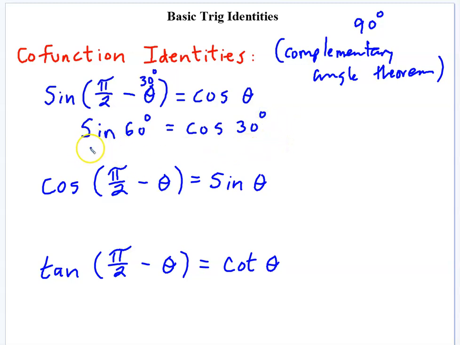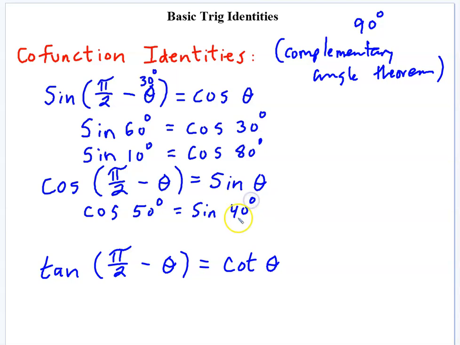Okay, just do another one. Sine of 10 degrees is the same thing as cosine of 80 degrees. All right, so these angles have to add up to be 90 degrees, and if they do, then sine of one of those angles is equal to cosine of the complement. And then this is just showing how it goes the other way, of course. Cosine of 50 degrees is the same thing as sine of 40 degrees. Okay, so you just make the complement over here on the right and use the co-function.